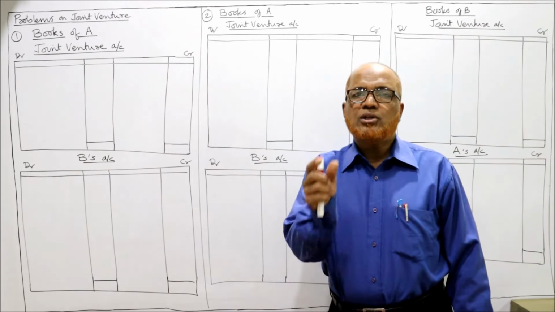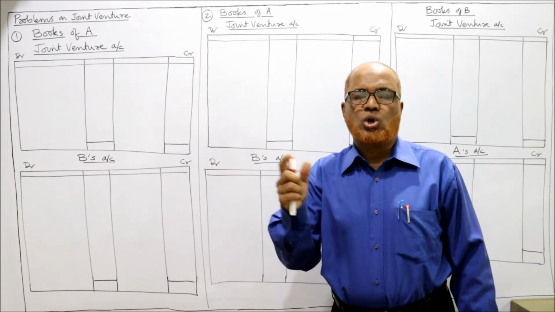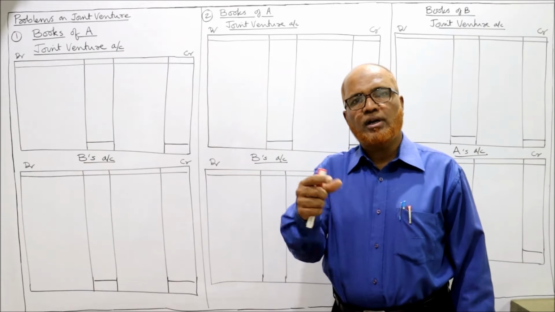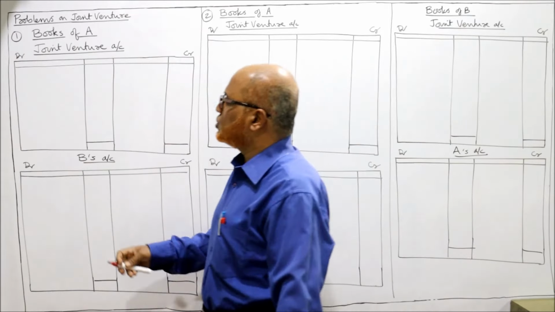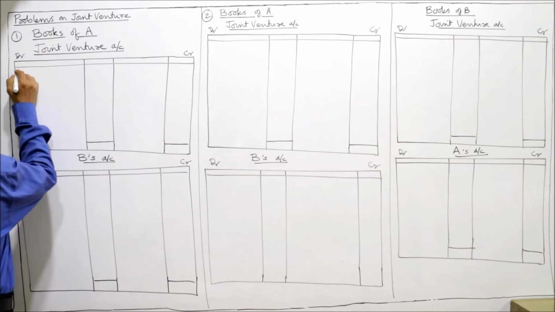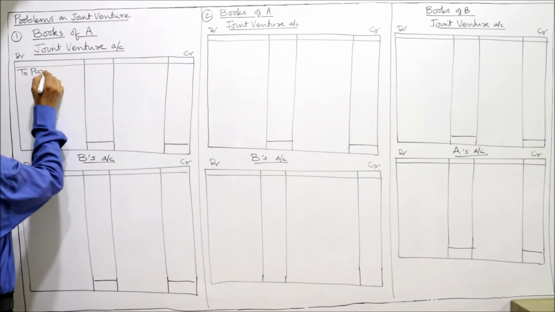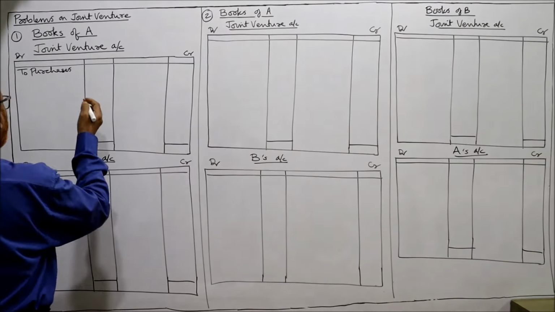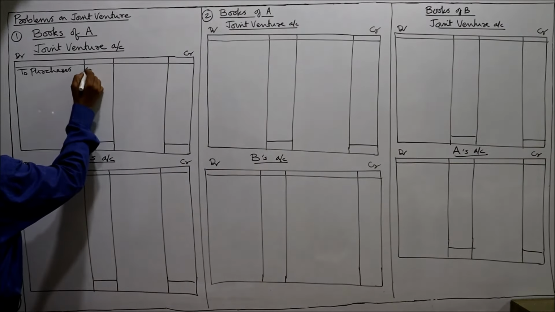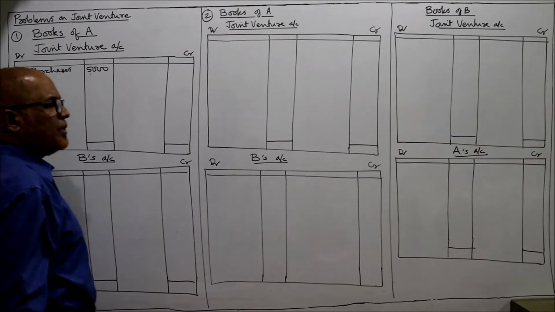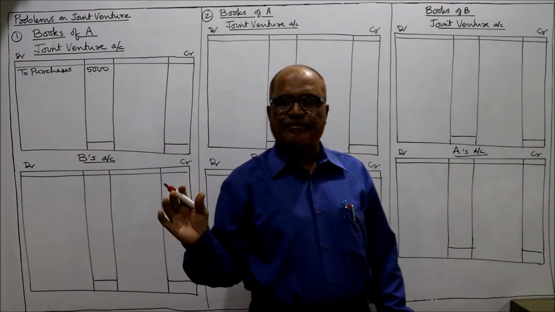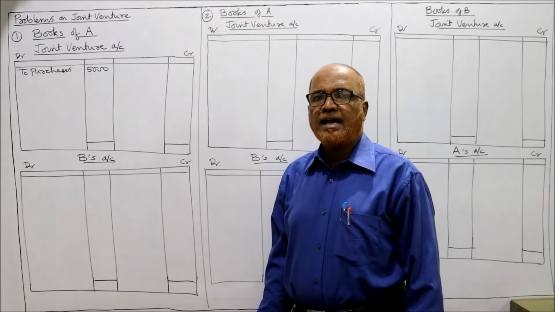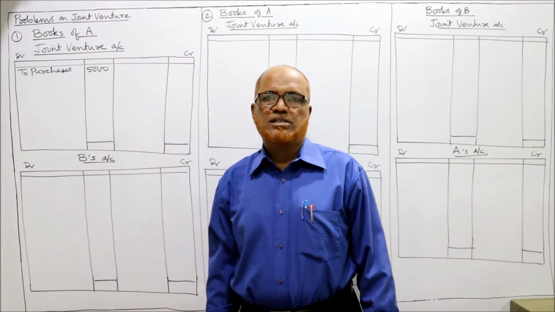So the entry will be joint venture account debit to stock, or you can write purchases also. Joint venture account debit to purchases. So joint venture account debit side, to purchases. How much worth of stock has he supplied? 5,000. 5,000 rupees worth of timber A has supplied. Next, he pays expenses of rupees 250. A has paid 250 rupees expenses.